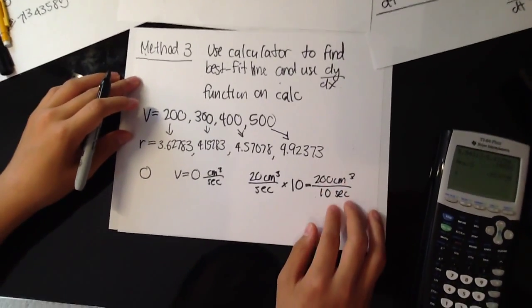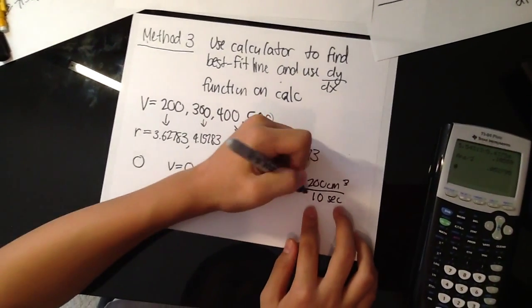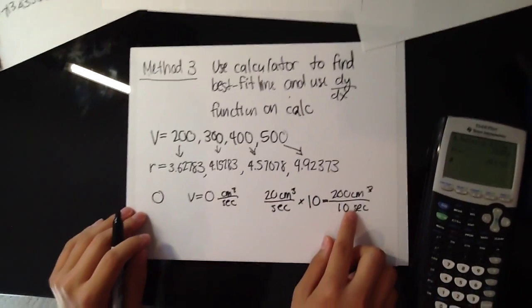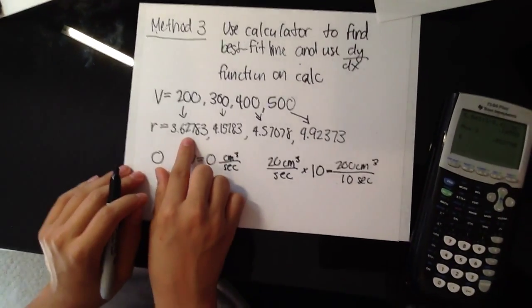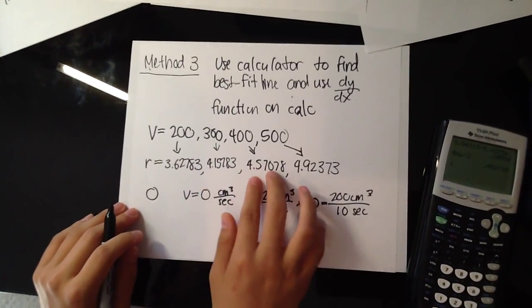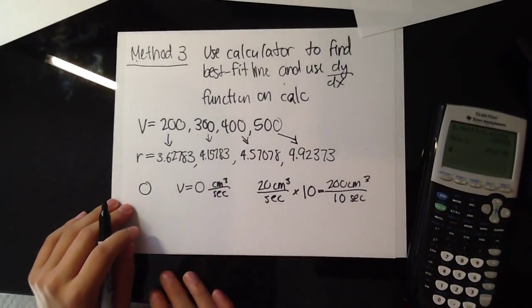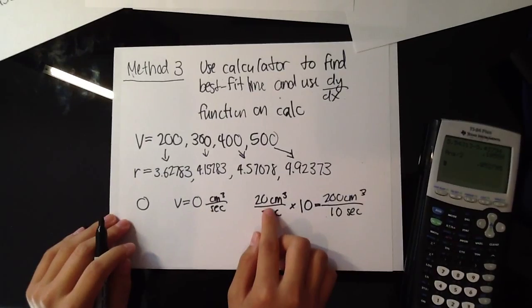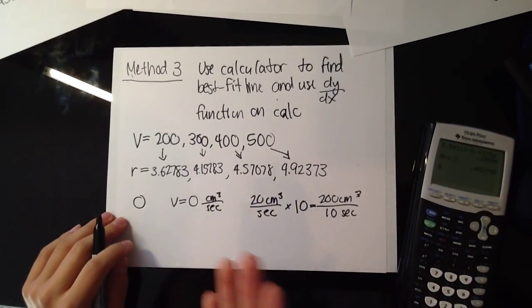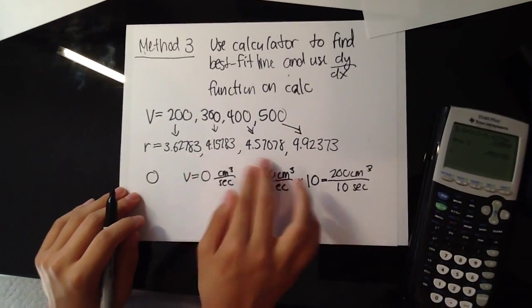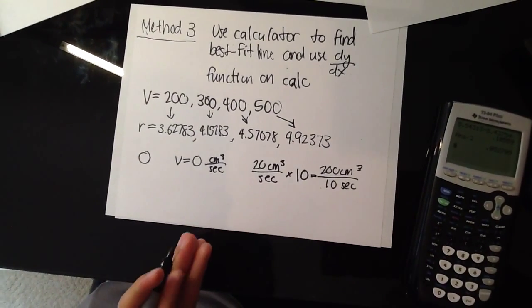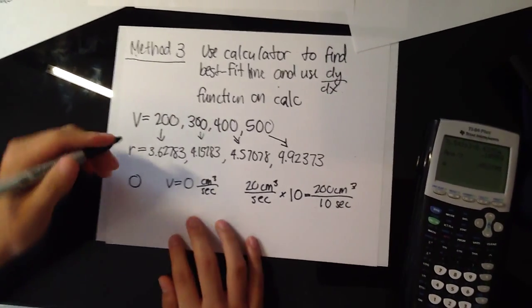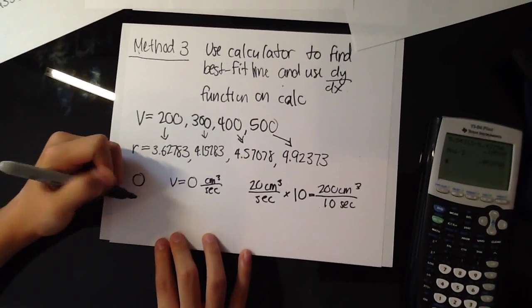So that means that because 10 seconds correlates to 200 centimeters cubed, it also correlates to the radius of 3.62783. And you could do the same thing for each of these. See how many times you have to multiply 20 centimeters cubed by what number to see what time correlates to the radius. It doesn't really matter what you start out with. You could start out with a volume of 100. It's just a matter of horizontal translation again. So we get the points.